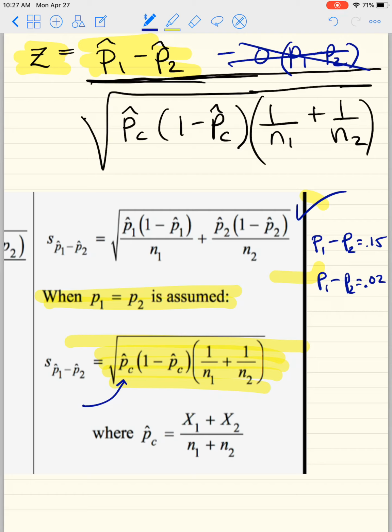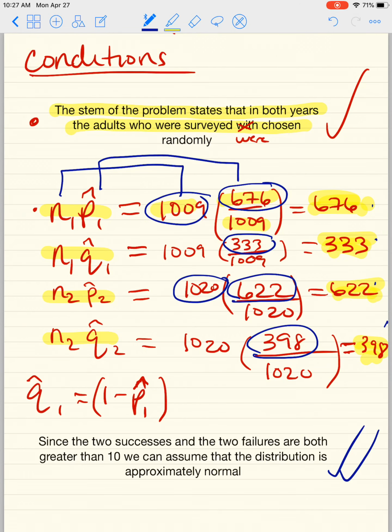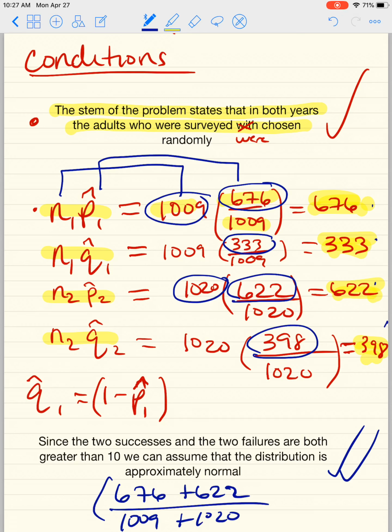P hat of C is basically you take the two x values and add them together, right? And you take the two n values and add them together, and then you divide. So in this case, you would take 676 and 622, and then I'm going to show you on the next page, then you take 1009 and 1020. It's not like you're adding regular fractions where you need to find the common denominator. So you add the numerators, you add the denominators, and that's your P hat of C.